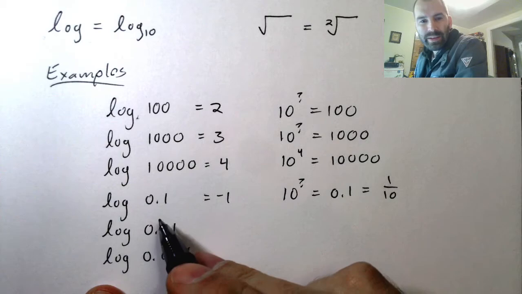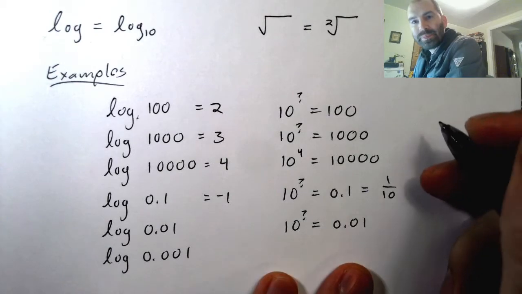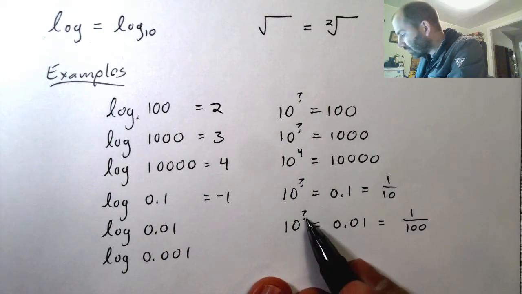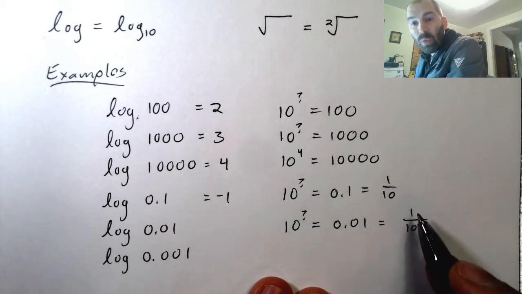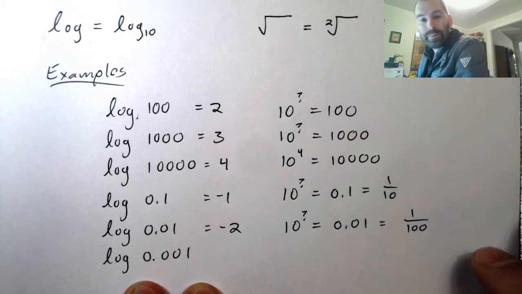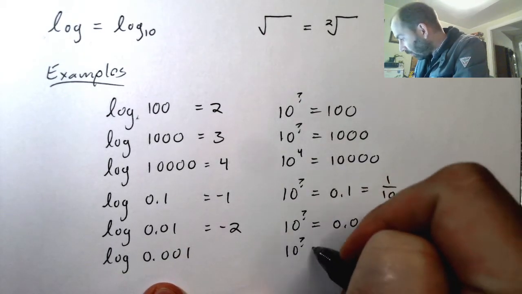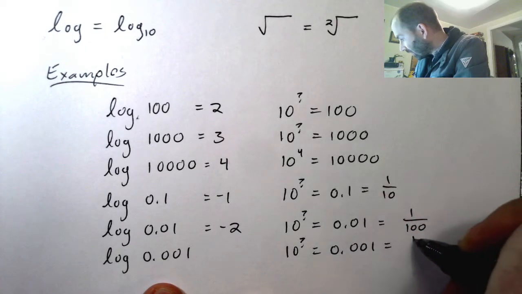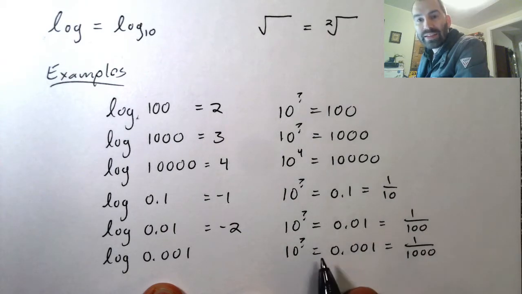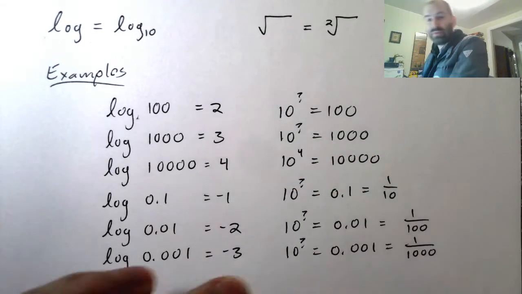Welcome back. Let's see. 10 to the what equals 0.01? Well, 0.01 is 1 over 100. So I know that 10 squared gives me 100. If I want 1 over 100, it must be 10 to the -2. There we have it. What about this one? Well, we're asking 10 to the what equals 0.001? Well, that's 1,000th. 10 to the what gives me 1,000? That's 10 to the 3. But I want 1 over 1,000, so that must be -3.